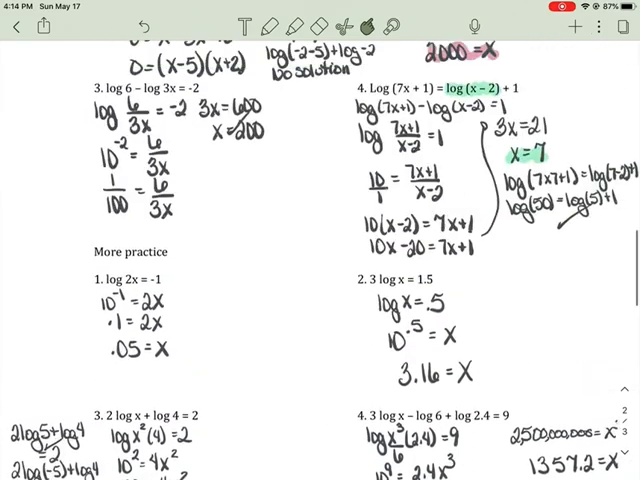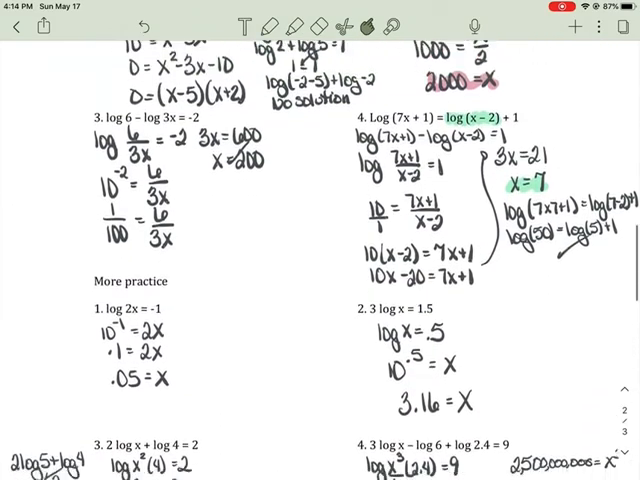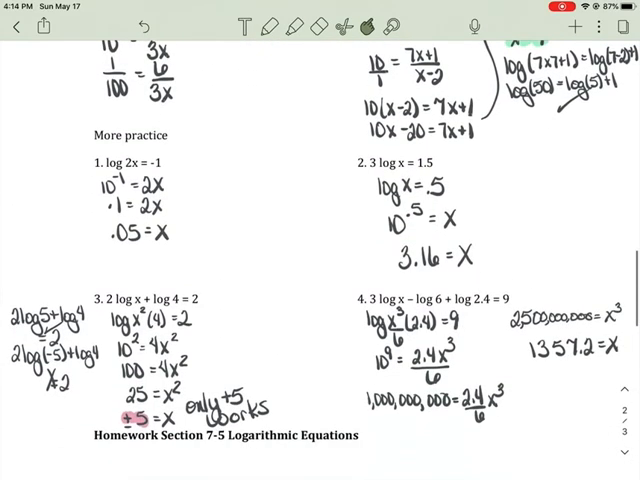All right, so down here I have more practice. These 4 problems. The first ones were not too bad. I just wrote them as exponents, and then the next group I did the properties. Let me know if you have any questions, guys.